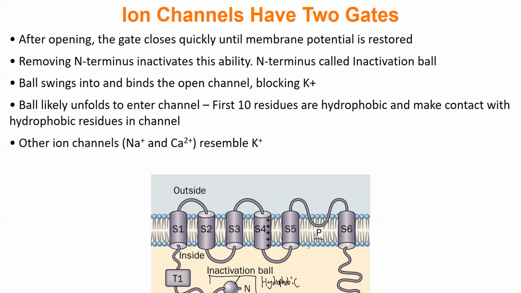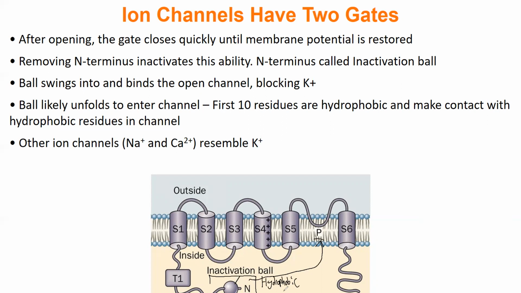And once the pore opens, what happens is that this ball unfolds and will bind inside the pore, because inside the pore you also have hydrophobic amino acids. So this ball swings into the pore and shuts it off very quickly. Otherwise, you have the potential to lose a lot more potassium than you would need to do. And that would be very bad for the cell, as the cell does need potassium to function.